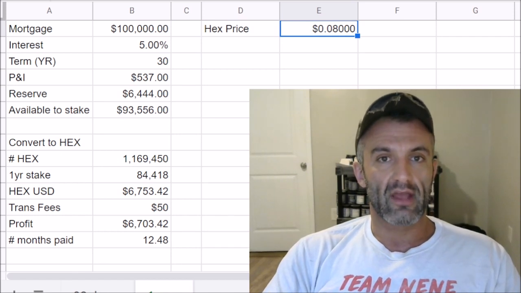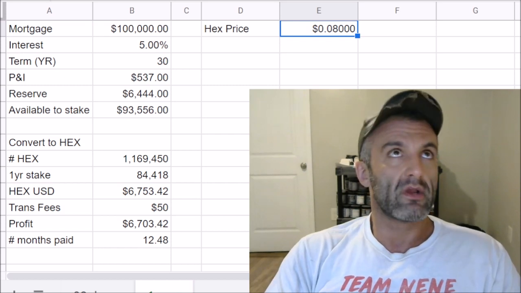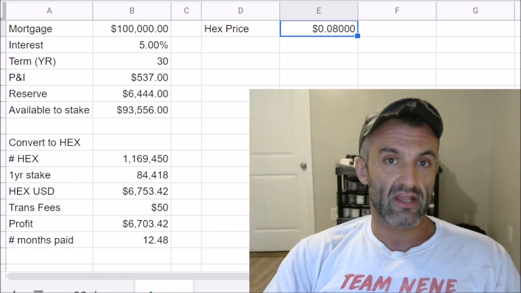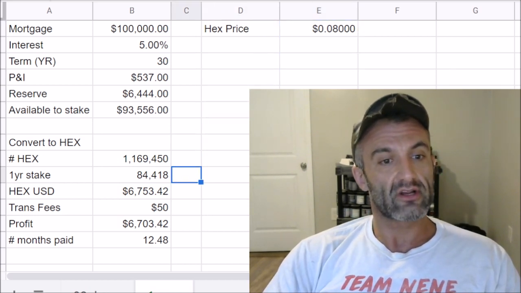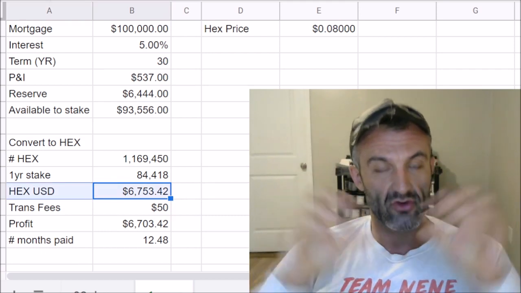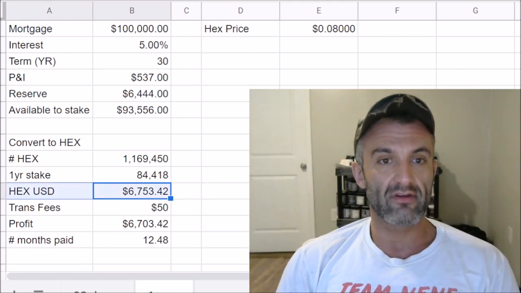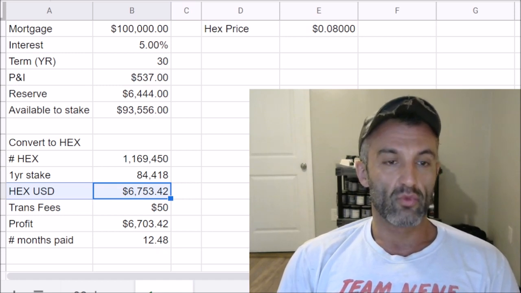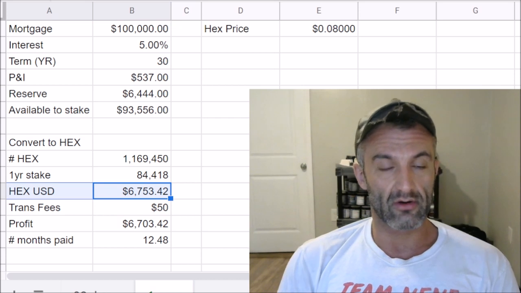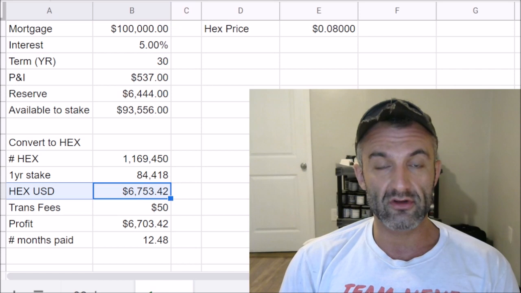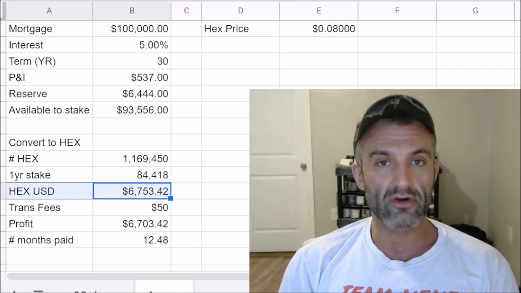if in 1 year, HEX price is now 8 cents a share, so it's down 46% roughly from today's price. 8 cents a share. That means 1 year from today, in terms of USD value, the profit that we have is $6,700. Well, what does that mean? That means we still have our 100 grand or our $93,000, right? We have our $93,000 and we have our reserve again. So we have our 100 grand again.